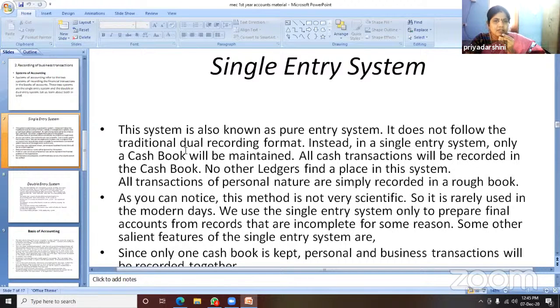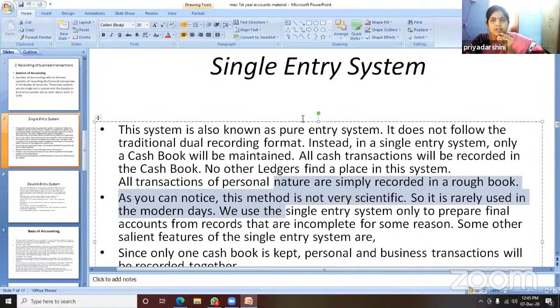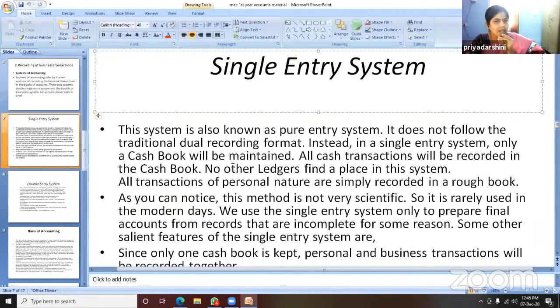Under the single entry system, this system is also known as the pure entry system. It does not follow the traditional dual recording format. Instead, in a single entry system, only a cash book is maintained. So the firms can adopt either the single entry system or the double entry system. The cash book is maintained to record cash transactions, the amount of cash received and the amount of cash paid. All cash transactions are recorded in the cash book. No other ledger has a place in this system.